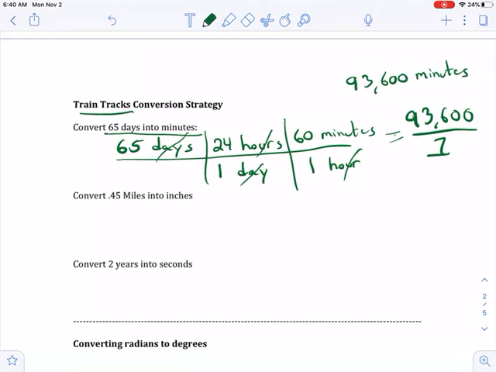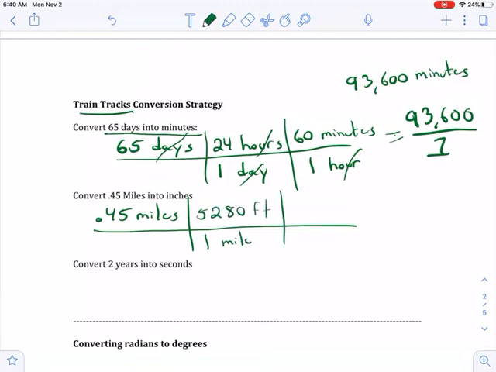All right, convert 0.45 miles into inches, so I probably need to go miles to feet to inches. So I'm going to start with what I know, 0.45 miles, and then just use conversion strategies in order to figure out the rest of it. So I know that in 1 mile, there's 5,280 feet. And then miles is now gone, so now I'm in feet, and I know that in 1 foot, there's 12 inches. Can cross those off. And I'm in a similar strategy where I just need to multiply everything across the top.